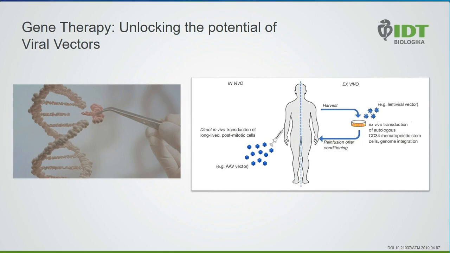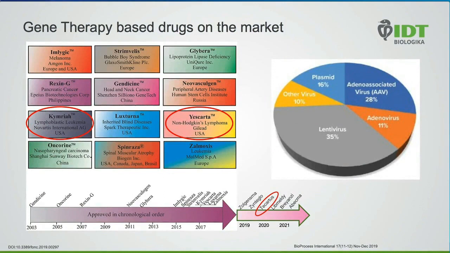The other strategy is the ex vivo one, where the patient's cells are harvested outside of the patient's body, and the viral vector carrying the gene of interest is used to engineer these harvested cells. And now these engineered cells are reinfused back into the patient. A very good example of this strategy is used by lentiviral vectors, and CAR-T cell therapy is a good example of this strategy.